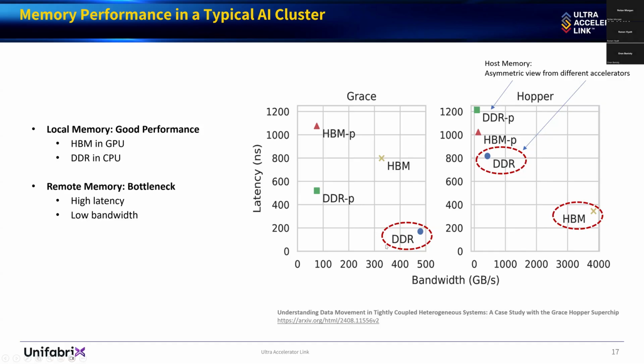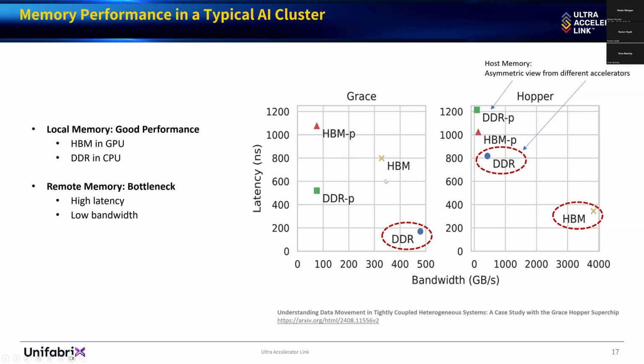From the CPU side that connects to the GPU or the accelerator, there is the local DDR of the CPU. Here we see typical performance of CPU local memory: below 200 nanoseconds for latency, and bandwidth of around 0.5 terabytes per second, or 500 gigabytes per second.